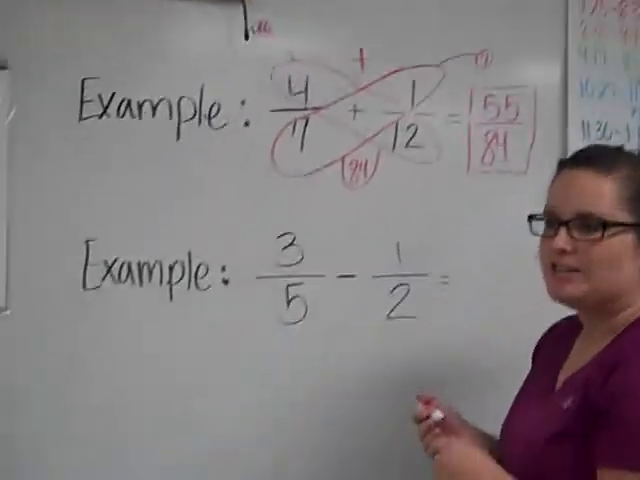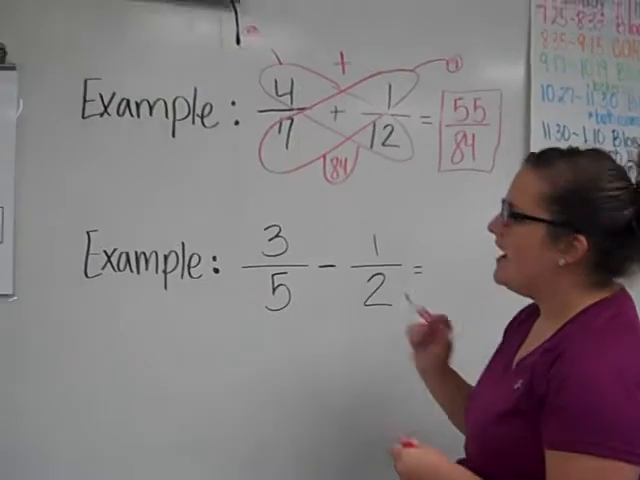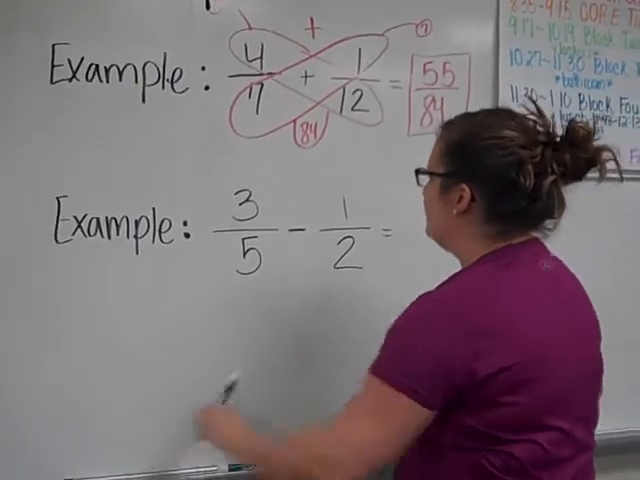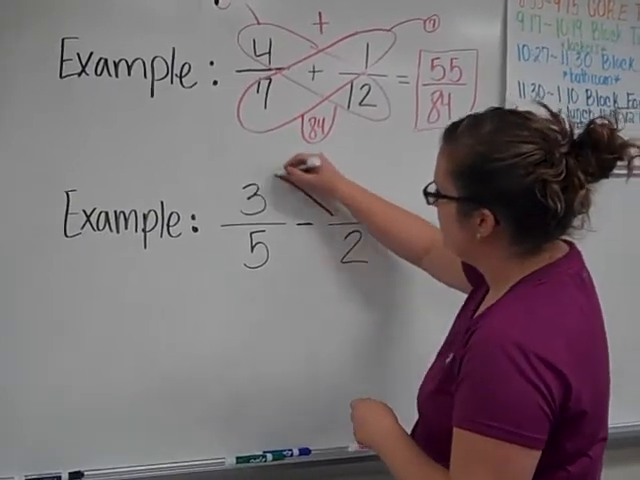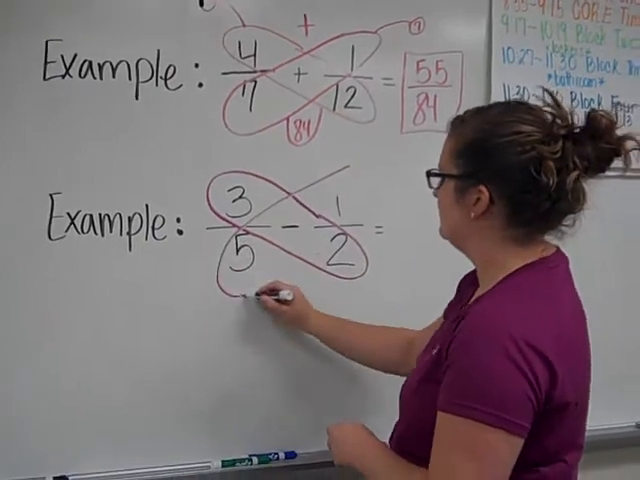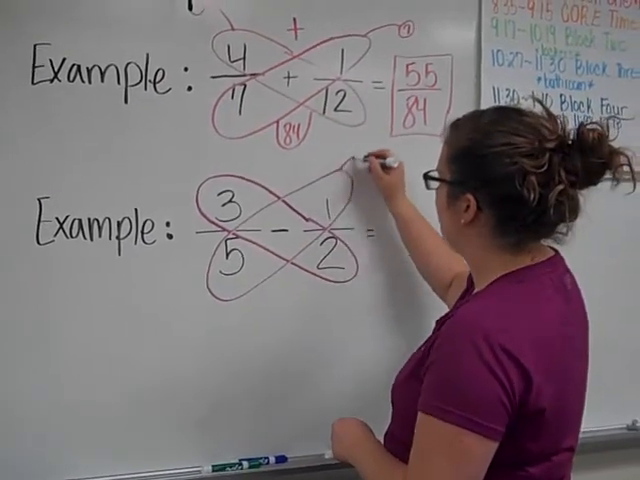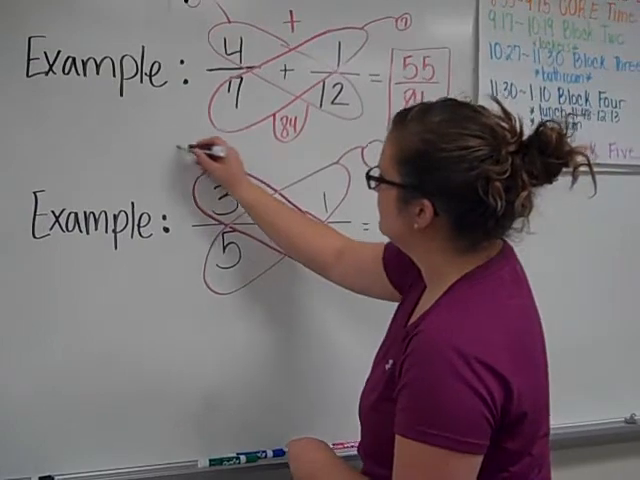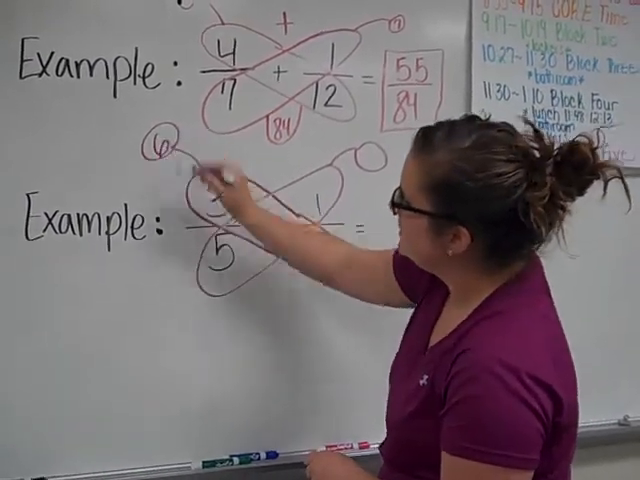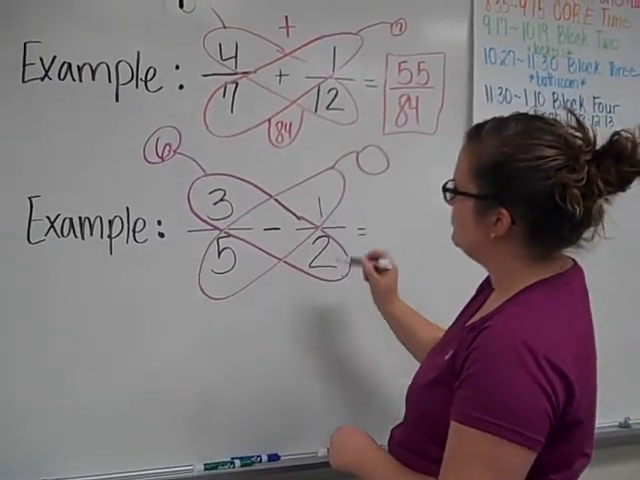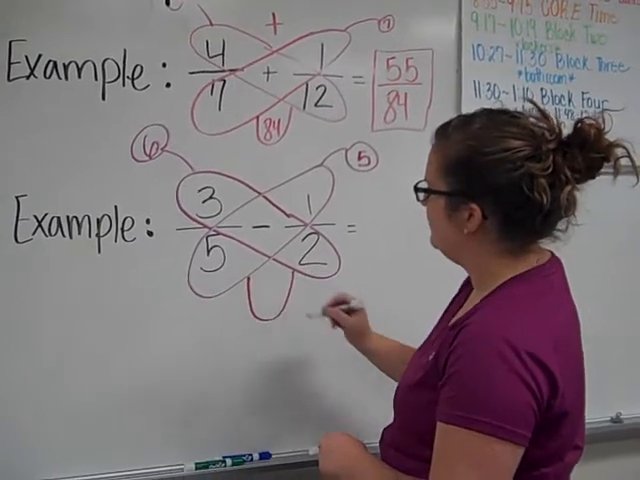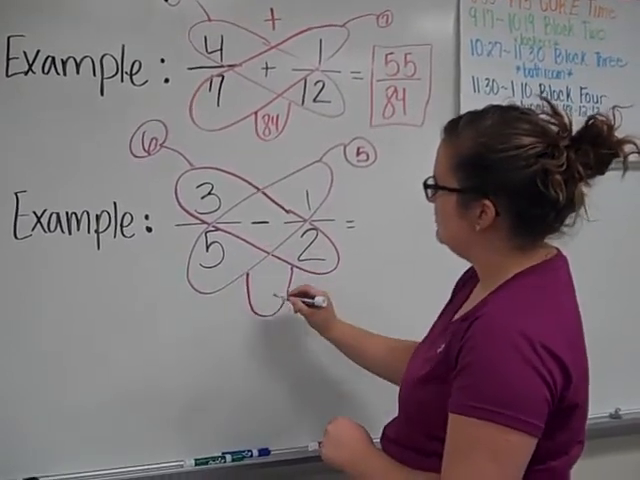So let's try a subtraction one just to show you that subtracting unlike denominators is going to be the same way. So first again, we're going to circle across, draw our antennas, and we say 2 times 3 comes in this antenna. 5 times 1 comes up here. Then we're going to draw our tail. 5 times 2 is 10.